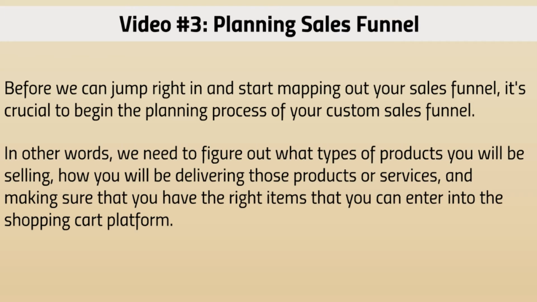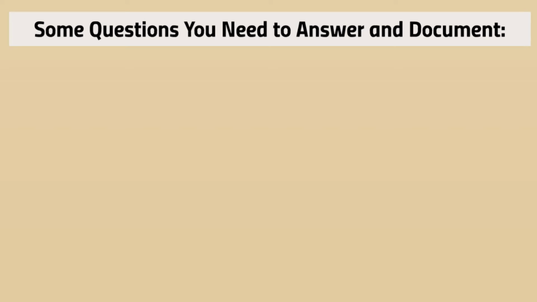In other words, what we need to do is figure out what types of products you are going to sell, how you're going to be delivering those products and services, and how you're going to make sure that you have the right items that you can enter into the shopping cart platform. So here are some questions that you need to answer and document. As you go through this process, constantly ask the question, how is this going to impact me? How is this going to impact my customers? What is this going to create as far as a blueprint and an attack plan?